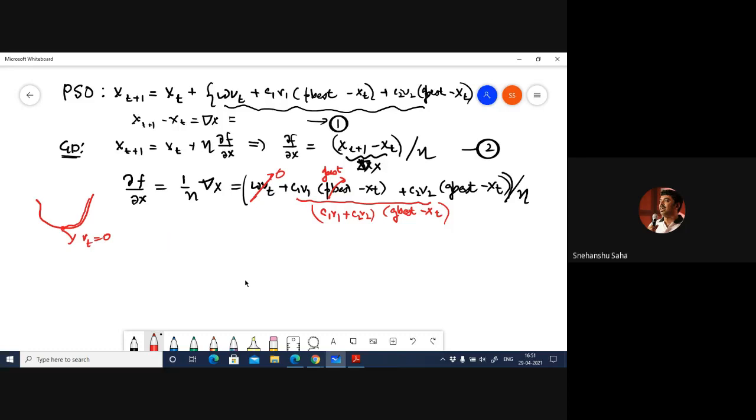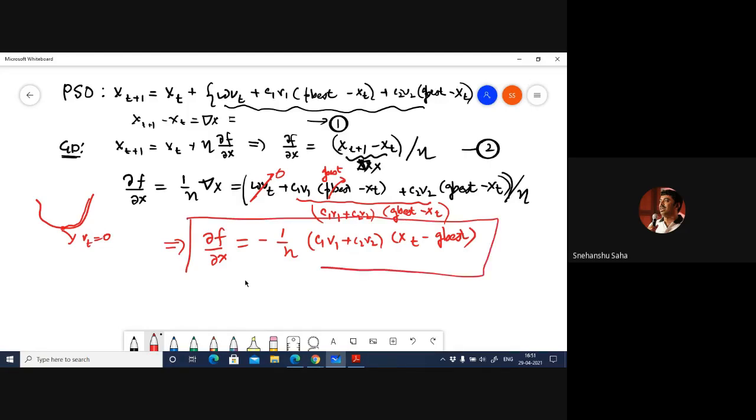If that is the case, then we have del f del x equal to c1 r1 (g best minus x_t) by nu, and so 1 minus (c1 r1 plus c2 r2) times (x_t minus g best). This we use later on in the Taylor series expansion to update the error gradient weights. But this forms the crux of the idea. This actually helps us in figuring out how the error gradient can be approximated.